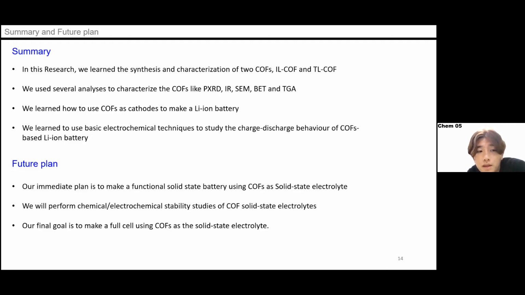For our further plan, our immediate plan is to make a functional solid-state battery using COFs as solid-state electrolyte. We will perform chemical and electrochemical stability studies of COF solid-state electrolytes. Our final goal is to make a fuel cell using COFs as the solid-state electrolyte.